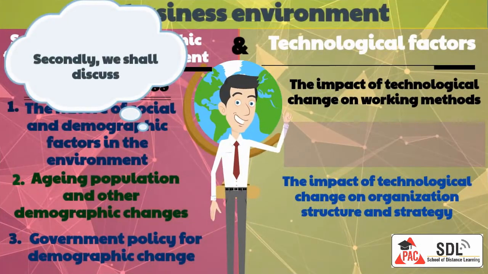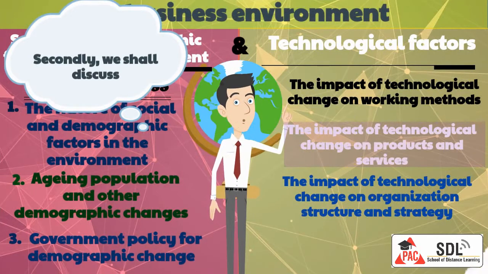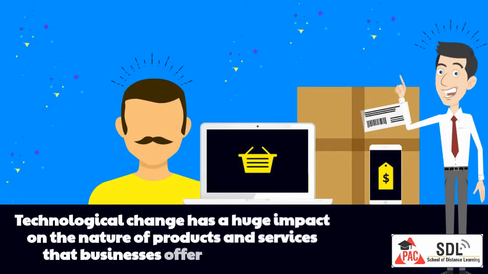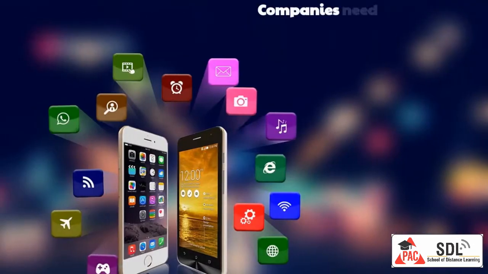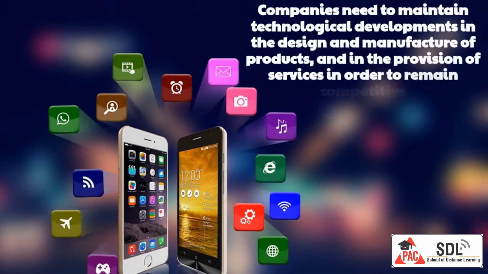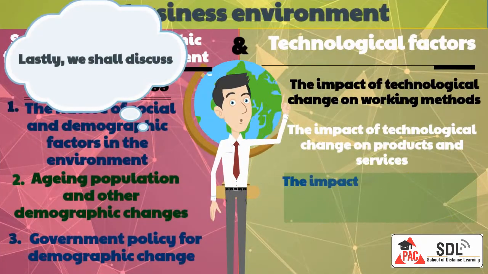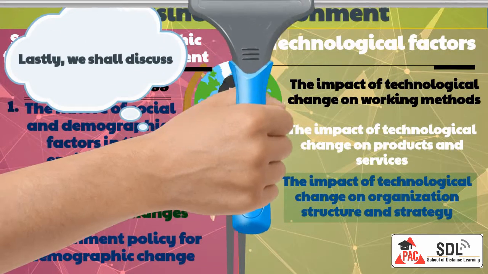Secondly, we shall discuss the impact of technological change on products and services. Technological change has a huge impact on the nature of products and services that businesses offer to customers. Companies need to maintain technological developments in the design and manufacture of products, and in the provision of services, in order to remain competitive. Lastly, we shall discuss the impact of technological change on organization structure and strategy.